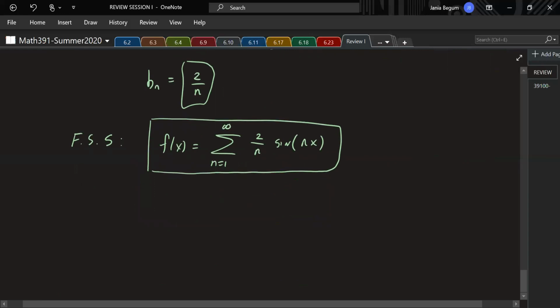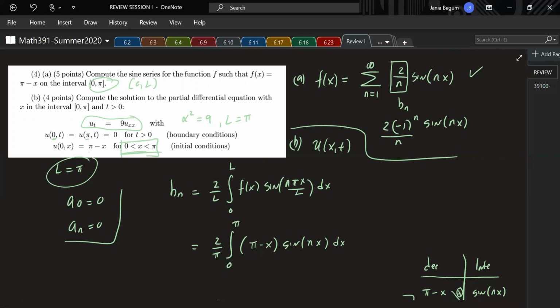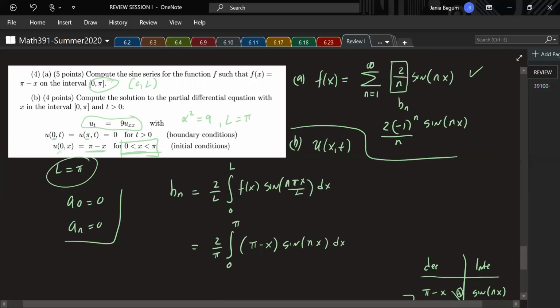All right, now part B. Well, for part B, what do we need to know? It's already in the form that we want, right? Ut is equal to alpha squared uxx. So what is alpha squared? That's going to be 9, good. And then we know L is pi, right? It's the same L from part A. Or if you forget, you can also look at here, this is the same L. Or you can look at here. It's the same L. 0 is one side of the rod. Length of the rod is pi. And then the initial condition is the same function from the previous part. So again, it's the same Bn that we're going to be using for this solution.